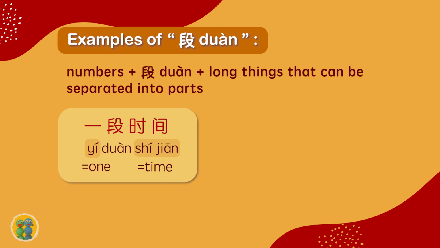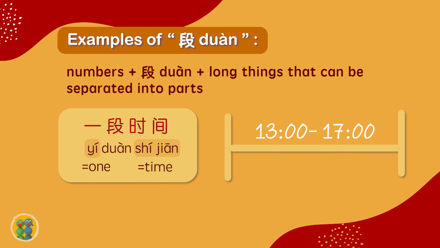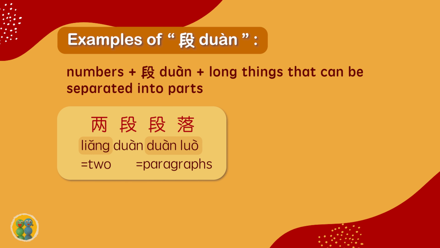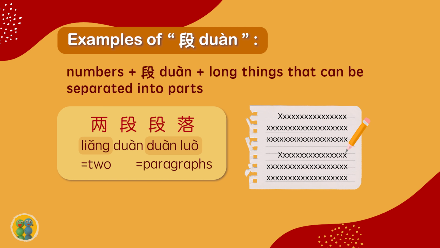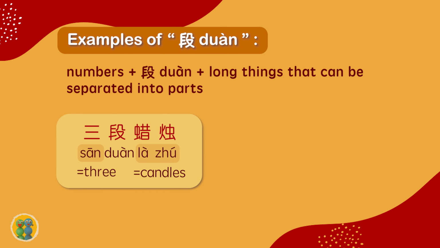Examples of 段. 一段时间. 一 means one. 时间 means time. 两段段落. 两 means two. 段落 means paragraphs. 三段蜡烛. 三 means three. 蜡烛 means candles.